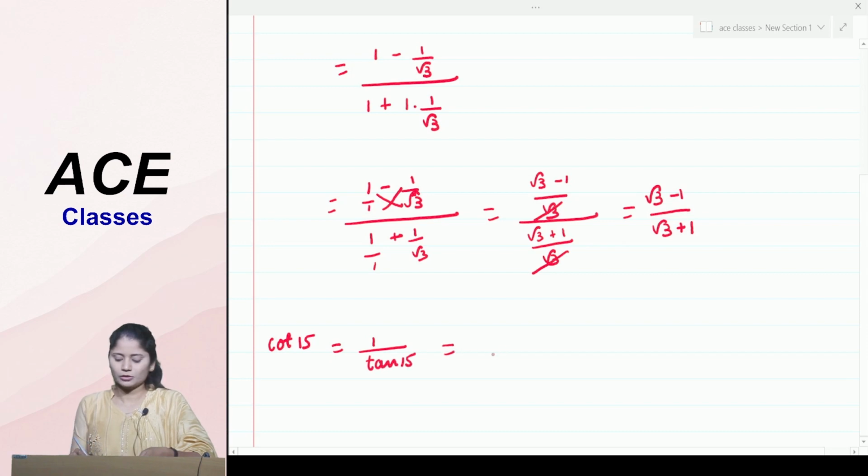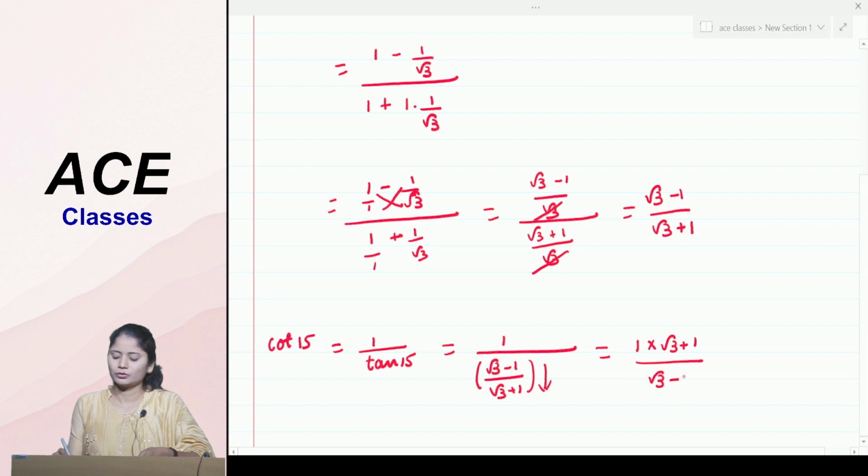So which is equal to 1 over, so that is root 3 minus 1 over root 3 plus 1. So when I take the reciprocal, this will be 1 into root 3 plus 1. Write the reciprocal of this number. So that is root 3 plus 1 over root 3 minus 1. Your final answer will be root 3 plus 1 over root 3 minus 1.